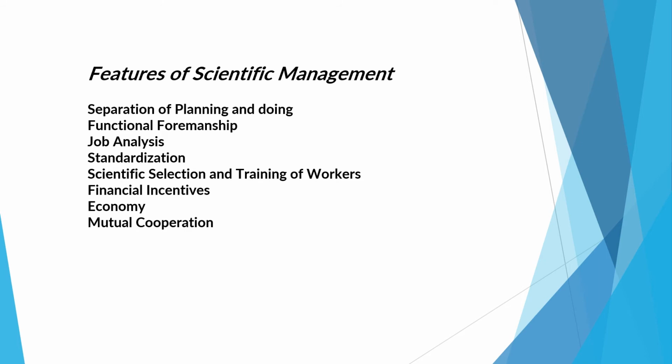And the last feature is mutual cooperation. Mutual cooperation between management and workers can be achieved when there is a mental change in both parties from conflict to cooperation. So we have to move away from conflicts in our thinking, and we should be very much cooperative. When cooperation exists between the management and the workers, definitely with that mutual cooperation we can do wonders. So these are the important features of scientific management.